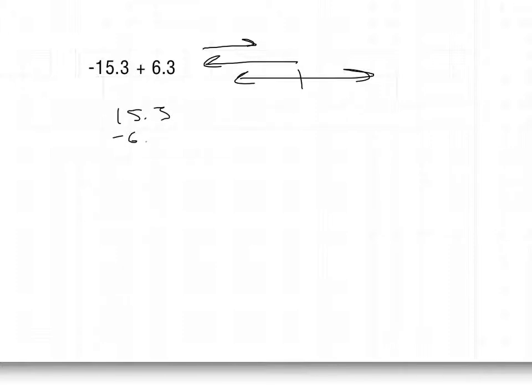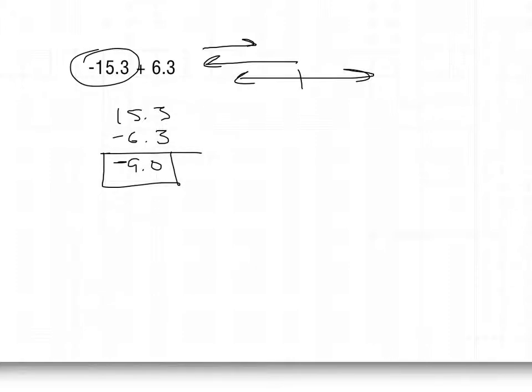And finally, we have two arrows, one starting us off in the negative direction and coming back towards it. So we're cutting into each other. We're going to be subtracting 15.3 minus 6.3. It's going to give me 9.0, and I am more negative, so my answer is going to be negative.